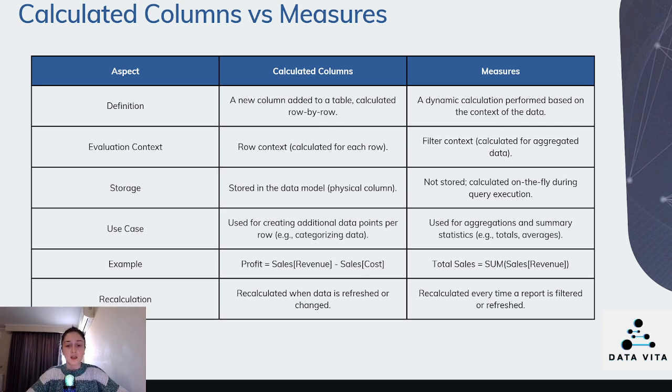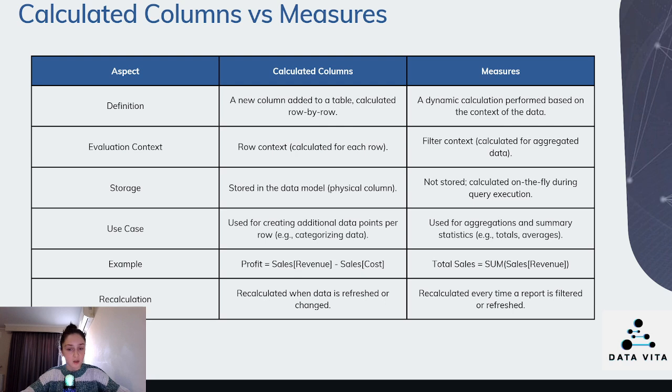Calculated columns in DAX operate in what is known as row context. This means that for every row in your data model, the calculation will be performed independently. The result is computed for each row and stored in the data model as part of the table. For instance, if you have a column for sales revenue and sales cost, and you want to calculate the profit for each row, a calculated column would subtract the cost from the revenue for each row.